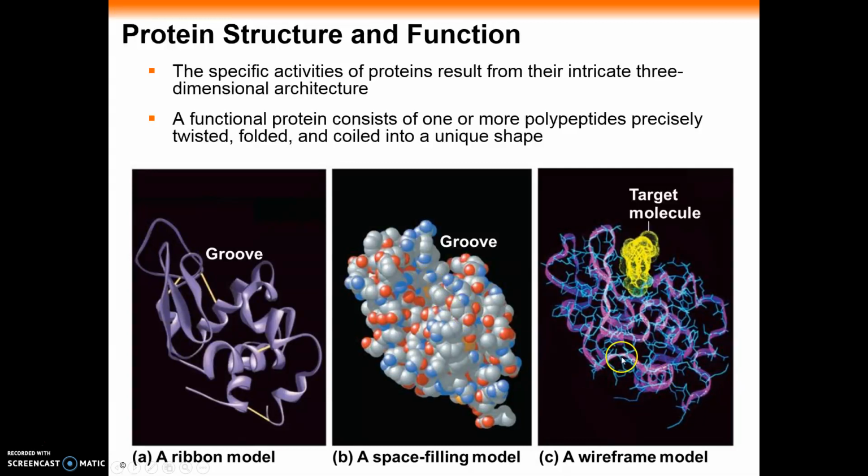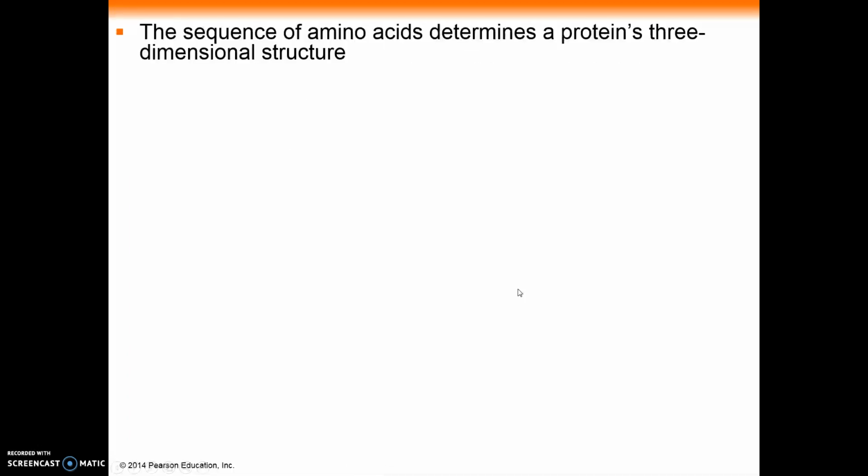Here's a combination where we get a ribbon structure in the back that helps us follow the backbone, but we can also see all the R groups present in this little wire frame. And here we actually have the molecule that binds into that site overlaid. So we can see how these various amino acids interact with its target molecule and what's important for binding. So we have lots of different ways of representing proteins.